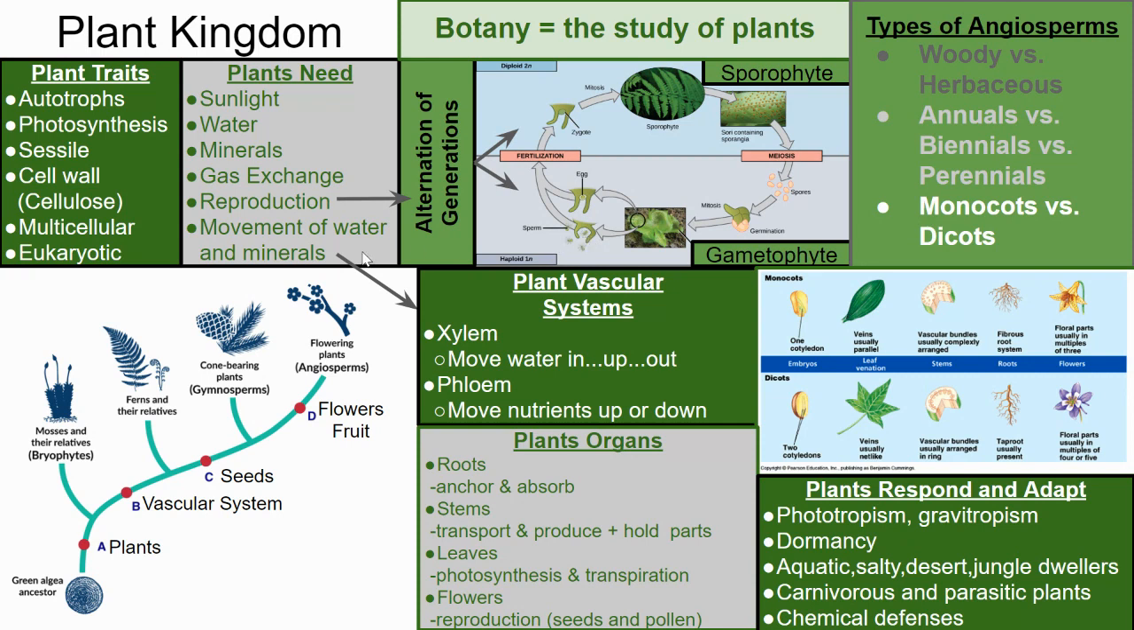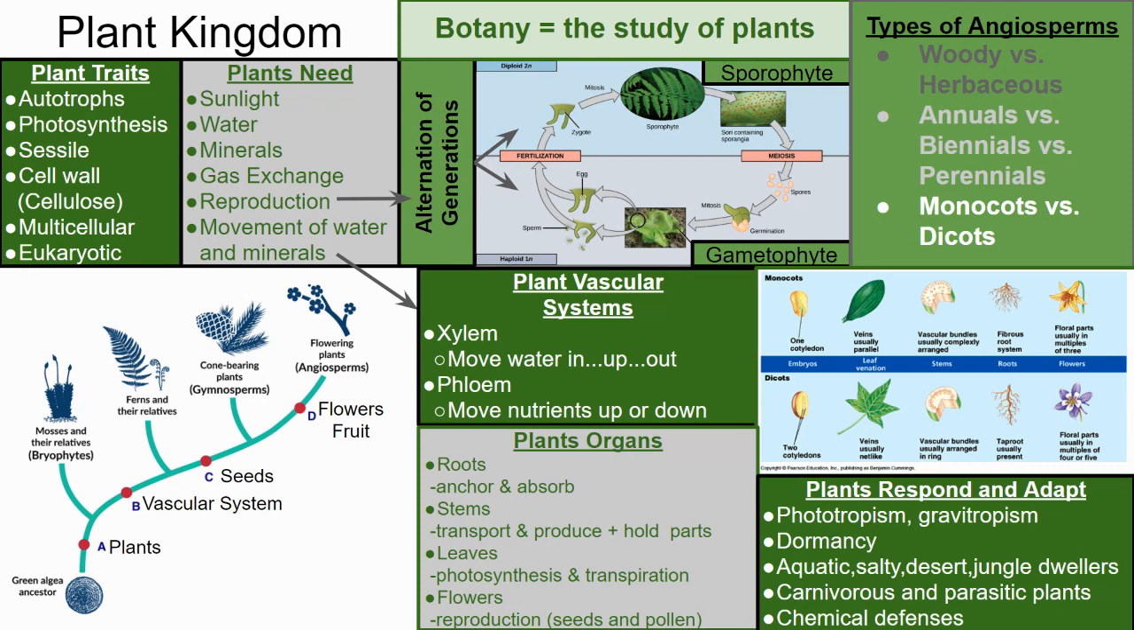Plants also are reliant on the movement of water, and some simple plants like bryophytes move water through diffusion, kind of like sponges did. But most plants actually have a vascular system that includes the ferns, the gymnosperms, and the angiosperms. What that means is they have different tubes within their plant bodies that allow them to move materials.